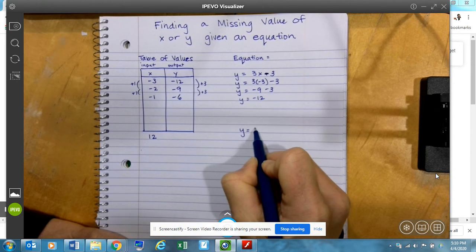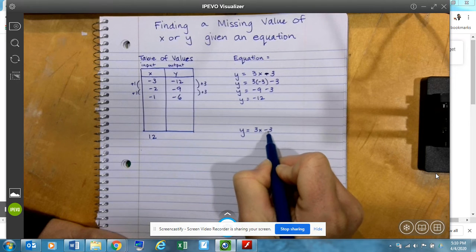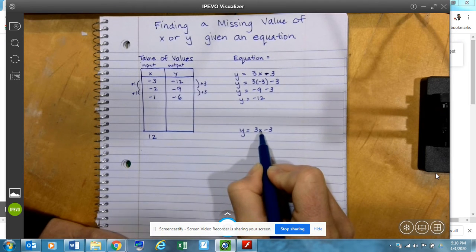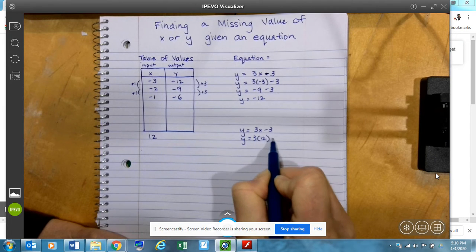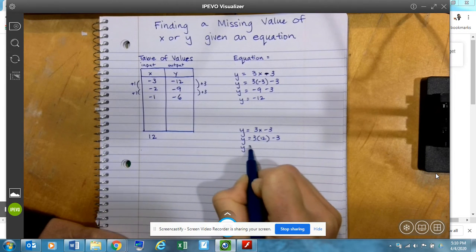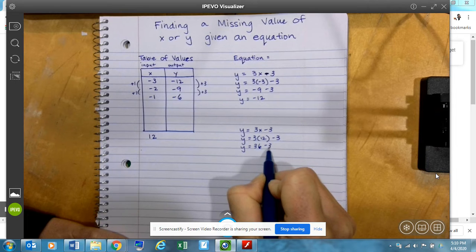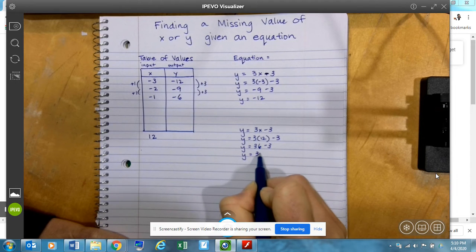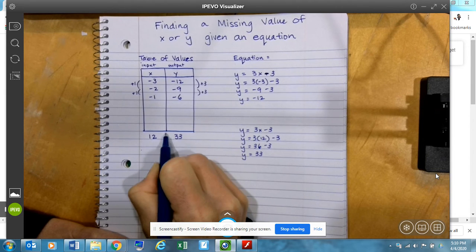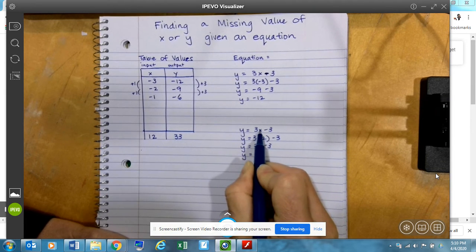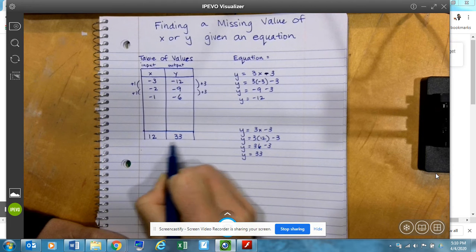So when we write our original equation, I'm now going to take 12 and substitute it in for x. So 3 times 12, subtract 3, which is 36, subtract 3. So then y is going to be 33. So when x equals 12, y is going to be 33. Our input is 12 in here. Our output is 33.